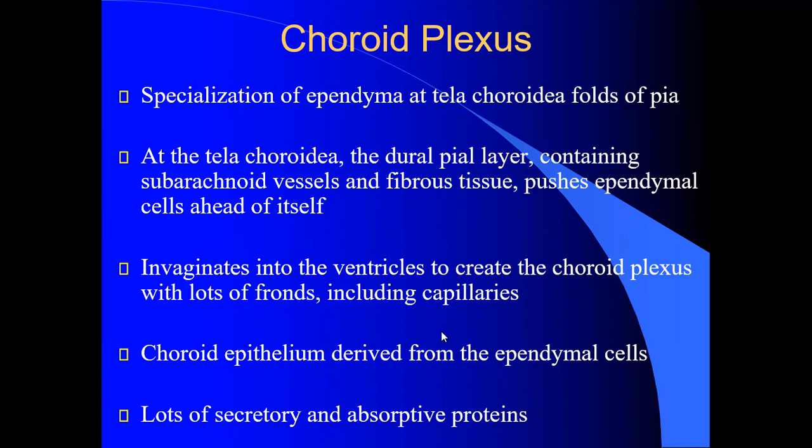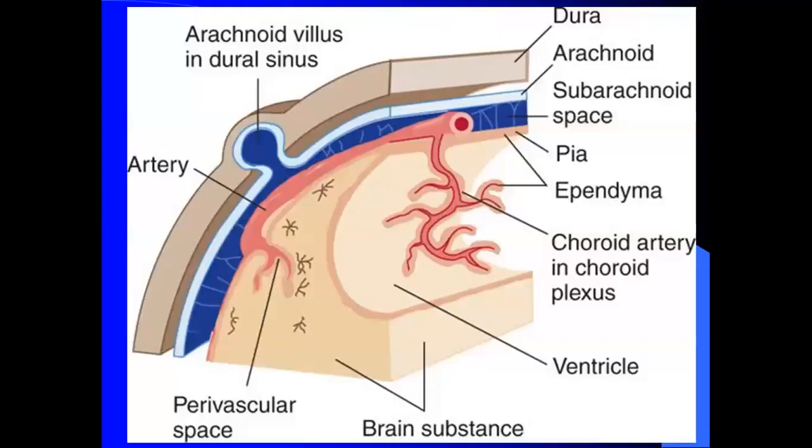So this is going to invaginate its way in, and that's it. Then the choroid epithelium will be derived from the ependymal lining. The blood vessels of the choroid will come, like all others, from the arachnoid space, carrying pia with them. And then they can do their own thing and set up a set of secretory proteins and absorbing proteins, and you can create the choroid plexus. And I found this picture yesterday.